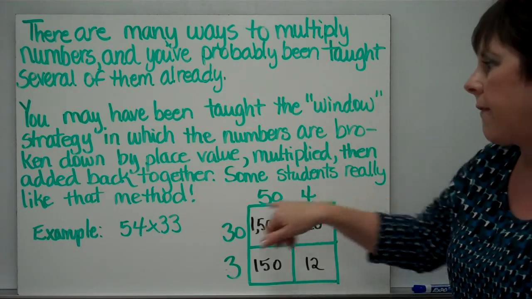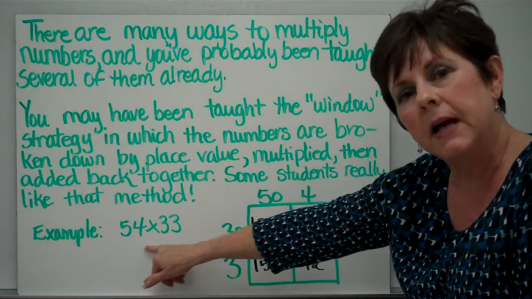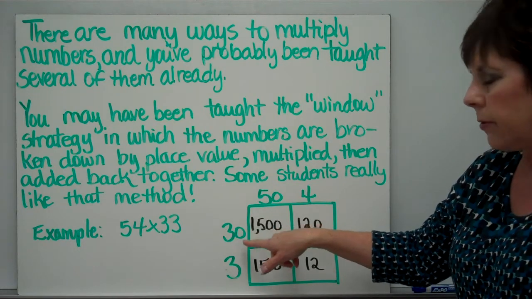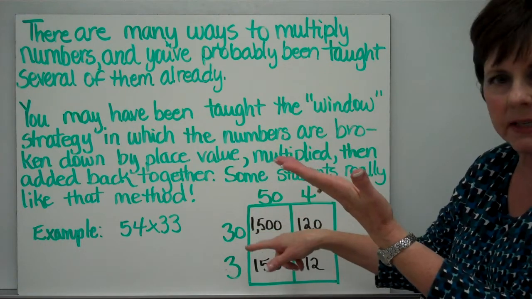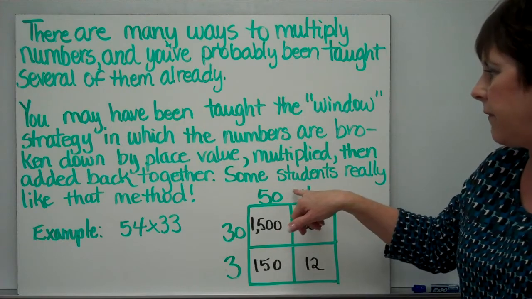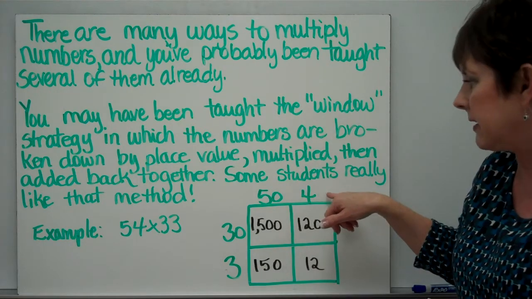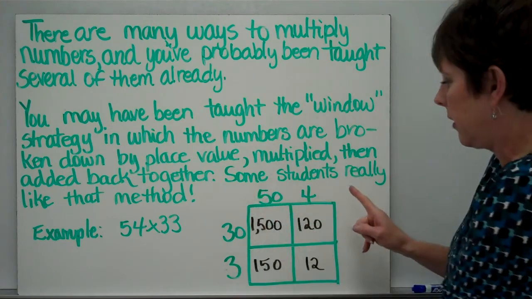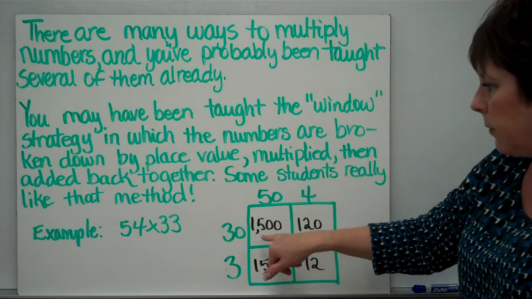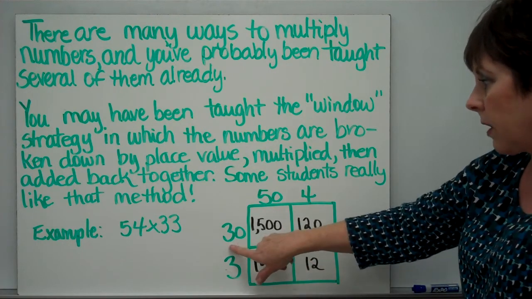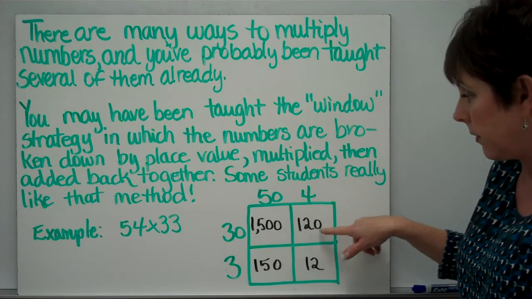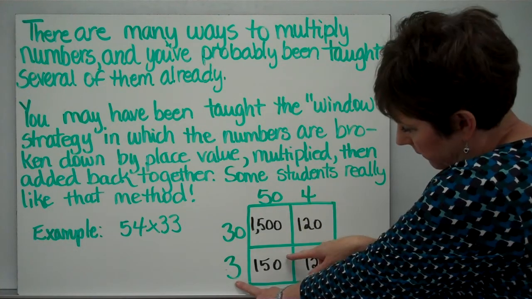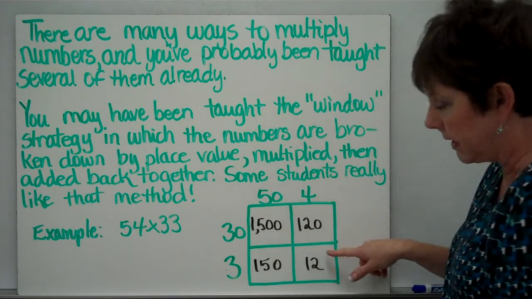They use it. For example, let's say that we had 54 times 33. You could break up the 33 into 3 10s and 3 1s. And then the 54 would be broken down into 5 10s and 4 1s. You could also put the 54 over here and the 33 here. 30 times 50 would be 1,500. 30 times 4 would be 120. Then multiply here. 3 times 50 would be 150. And 3 times 4 is 12.